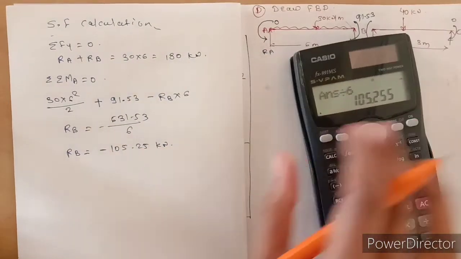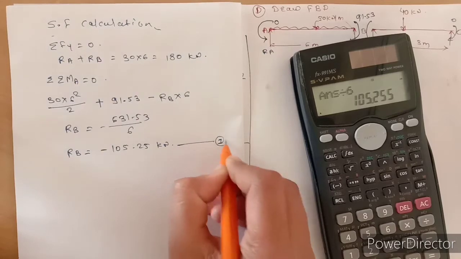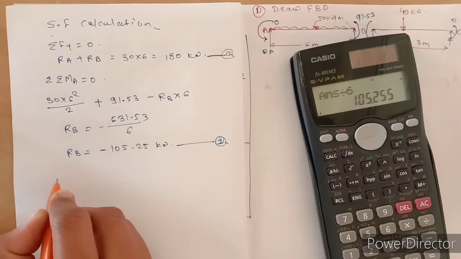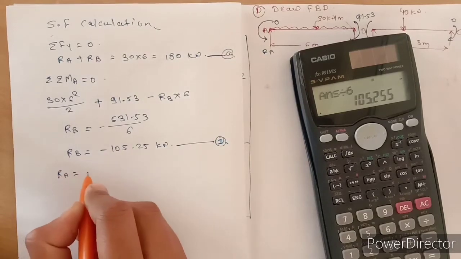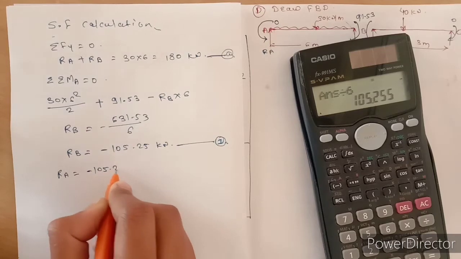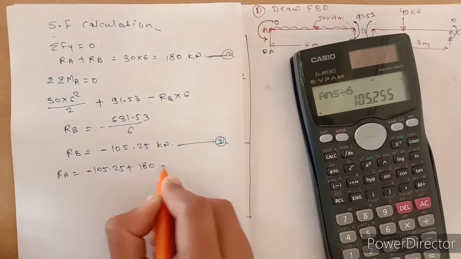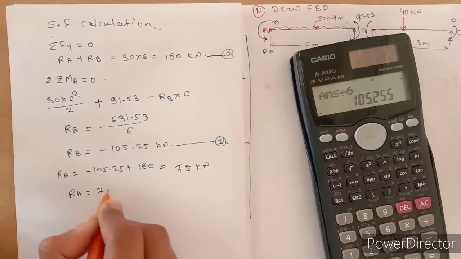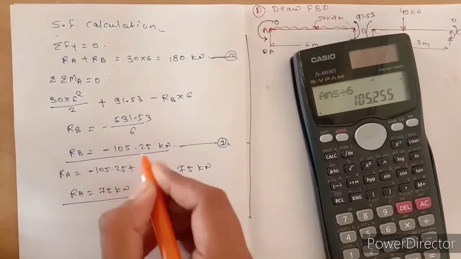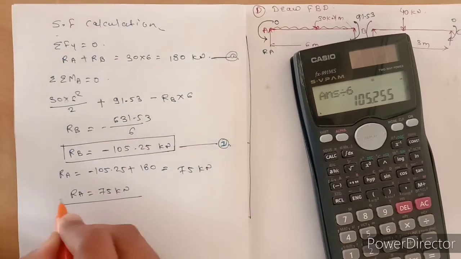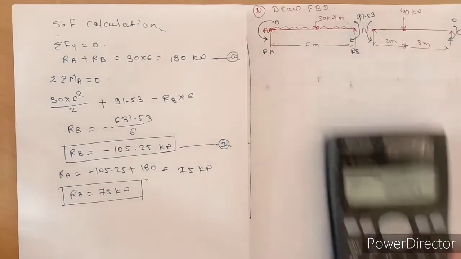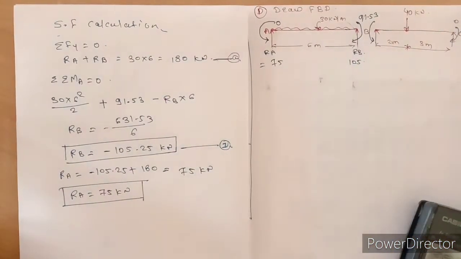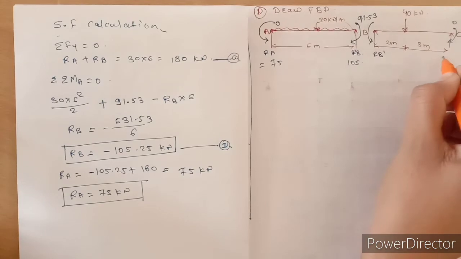Then next, put this in equation number A. So here RA is equal to minus 105.25 plus 180. So the answer is 75 kilonewton. So RA is equal to 75 kilonewton. And then here RA is equal to 75 and RB is 105. Next, to calculate the RB dash and RC values.